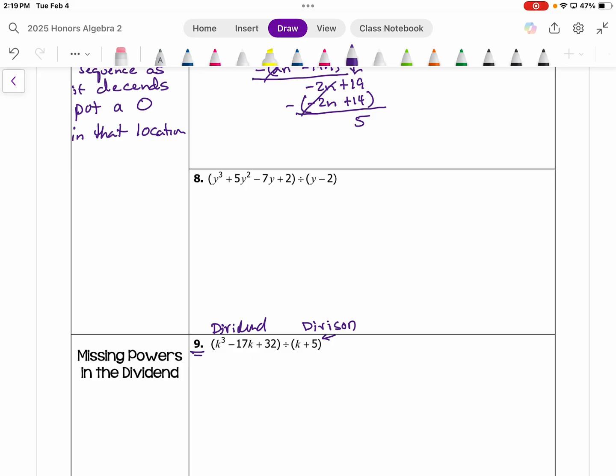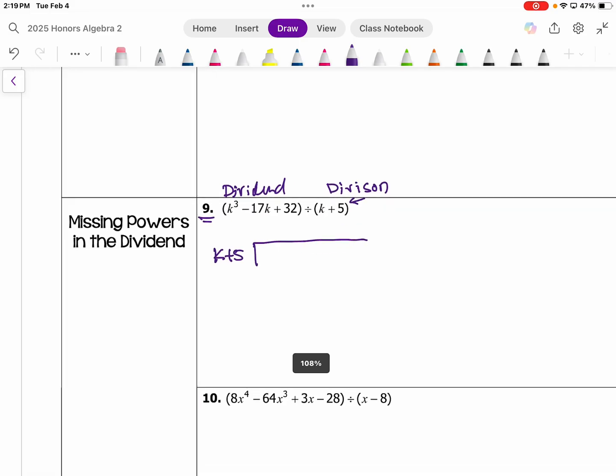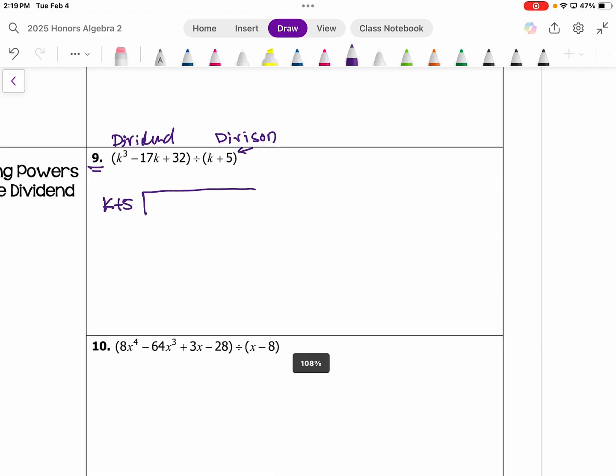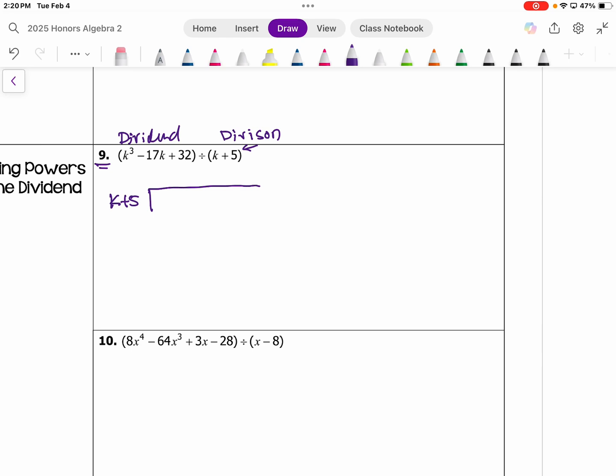All right. So, with this in mind, as we set up the structure, k plus 5 on the outside. What term are we missing? We're missing k squared, right? So that means as I write this, I write down k to the third. It doesn't matter if it's a plus or a minus, but I would go ahead and say plus 0 and then minus 17k plus 32.